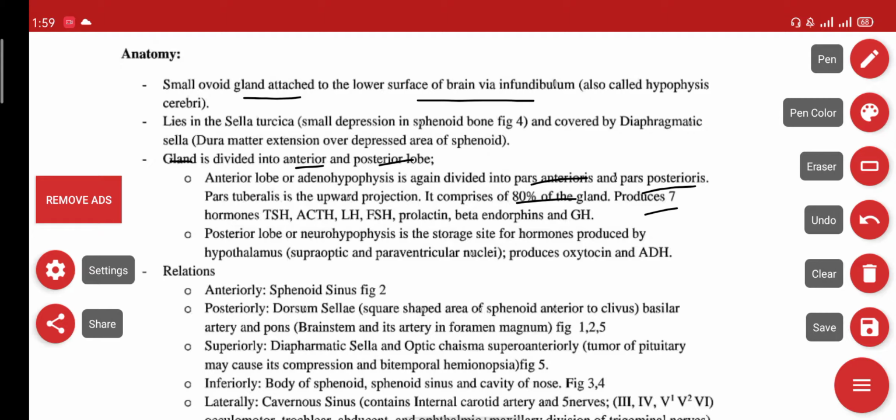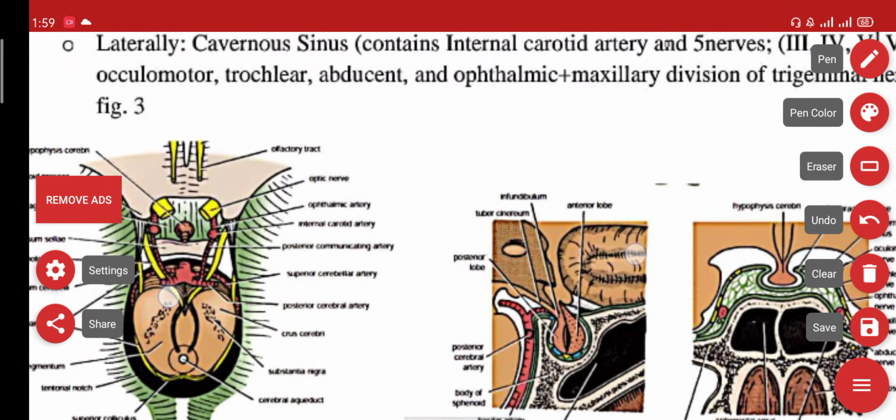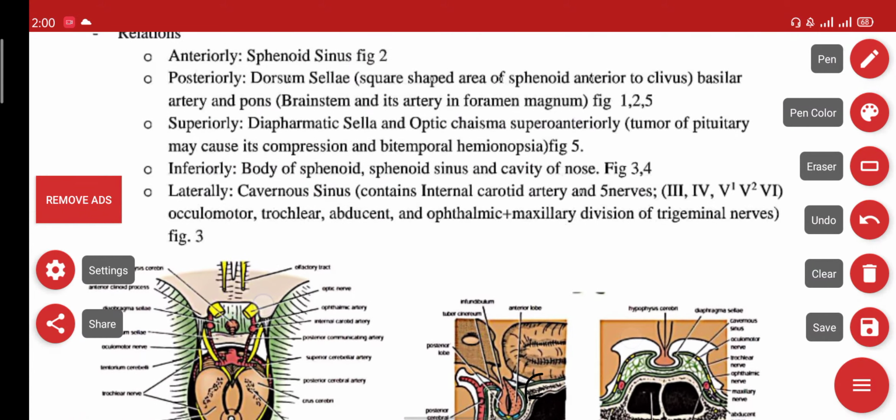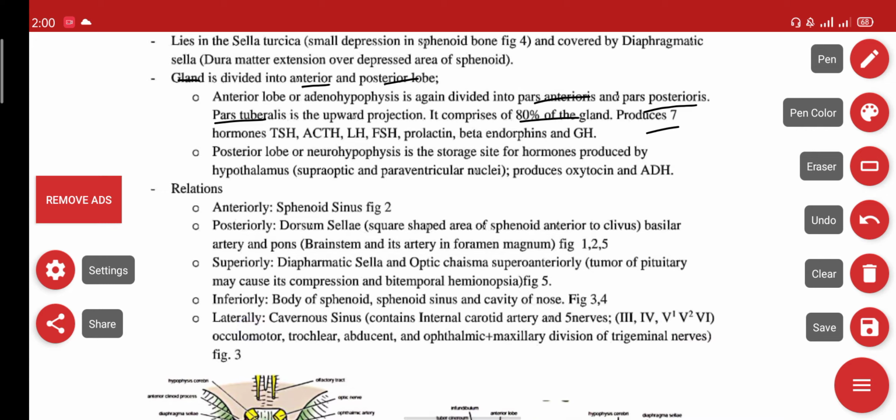Do not go into such detail, but just remember that the pituitary gland has two lobes, and sometimes a small projection of it that is called the pars tuberalis. Just remember this. You can see over here, this is the anterior lobe of the pituitary, this is the posterior lobe of the pituitary, and this is the pars tuberalis, the small elevation you can see. So anterior lobe, posterior lobe, and a small elevation called the pars tuberalis.